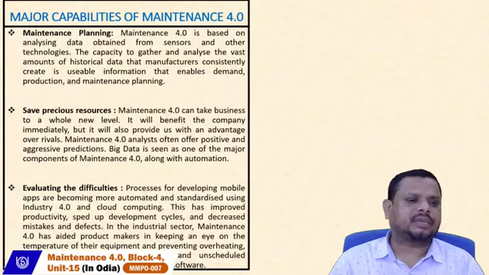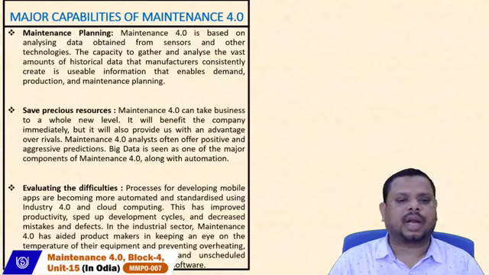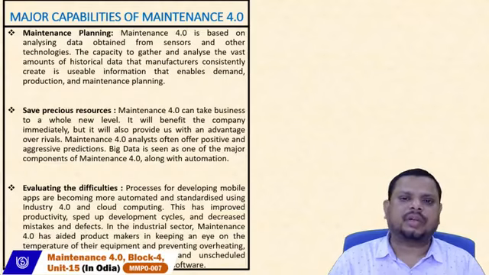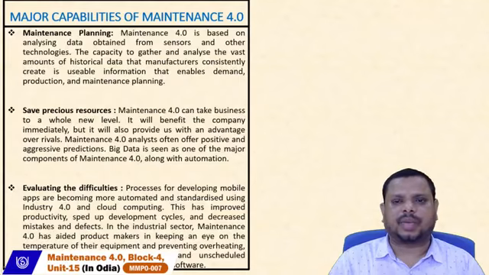The next is save precious resources. Maintenance 4.0 can take a business to whole new levels, and the company gets major benefits immediately, and it will also provide an advantage over rivals. Saving precious resources provides a large amount of competitive advantage over competitors who are similarly involved in this particular segment, and they provide positive and aggressive predictions. One of the best examples is big data, which provides a component of maintenance 4.0 along with automation technologies.